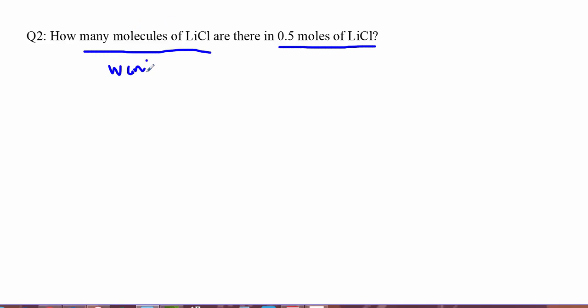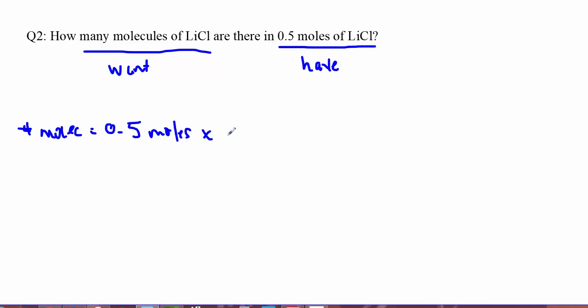So I can start by setting up my calculation right away. I'm looking for the number of molecules. That's what I want. It's equal to what I have, which is 0.5 moles. Always keeping my units in my calculations, times what I know. Now, what do I know here? What is my conversion factor? Let's think about our plan.